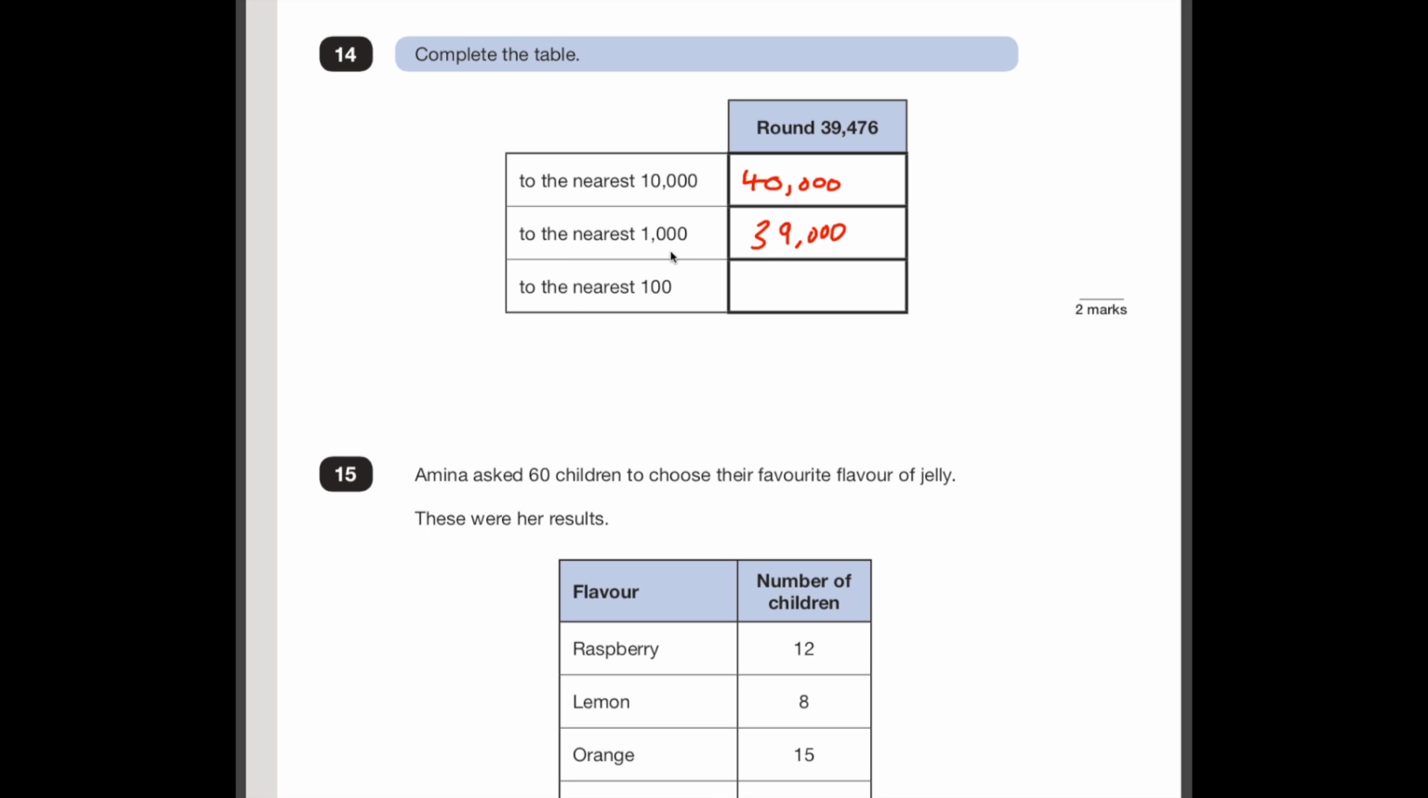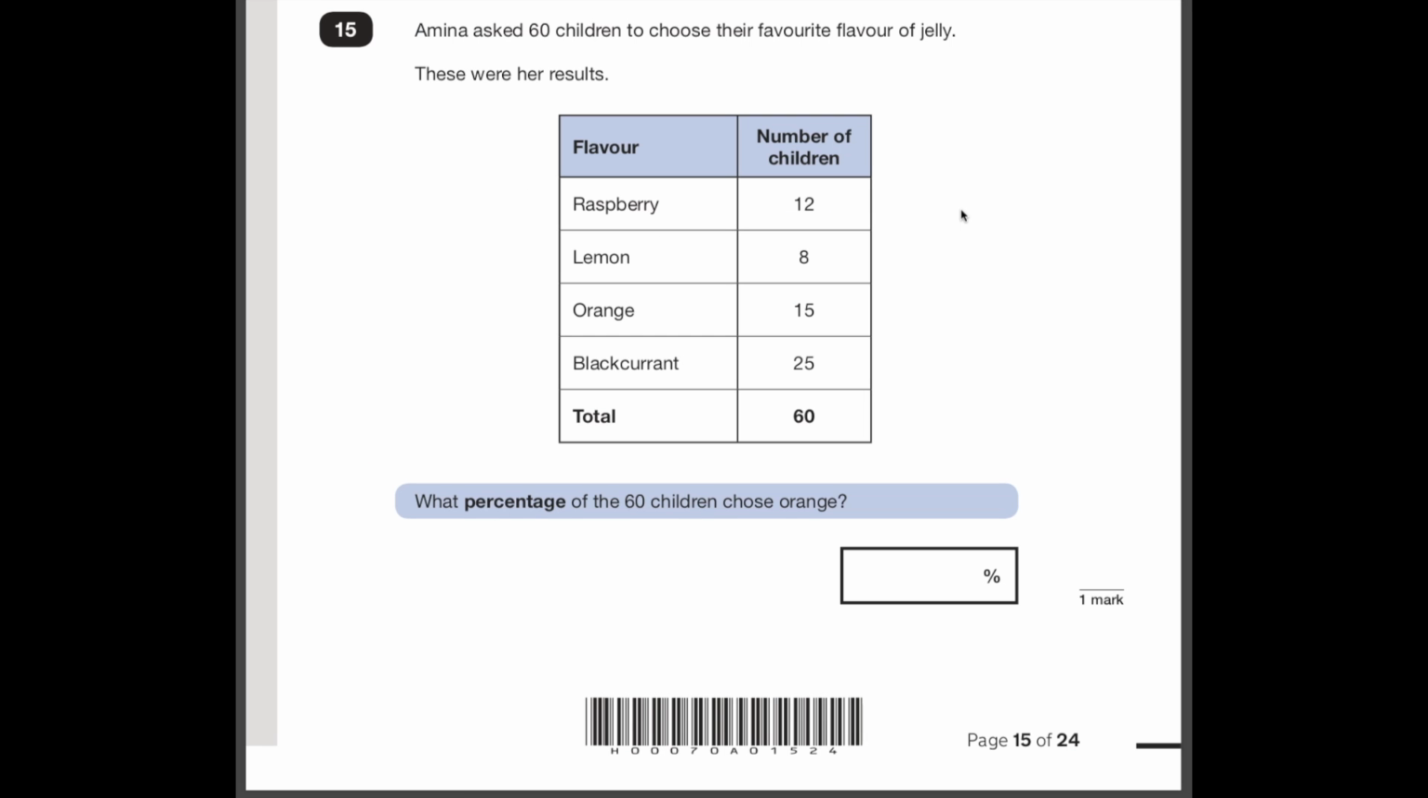And finally, we're going to look at the nearest 100. So we need to look at our hundreds column here, which is 400. And we need to look at our tens column. If this is 5 or more, we need to increase it, and it is. It's 7. So our answer would be 39,500. Number 15. Amina asked 60 children to choose their favourite flavour of jelly.